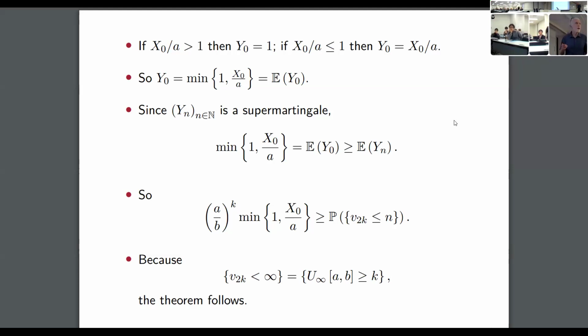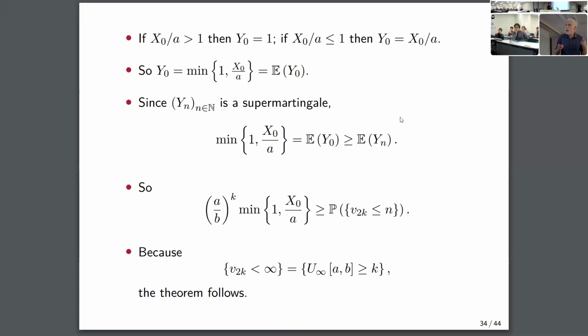V2k is the time of the kth upcrossing. Now it works. Good. V2k is the time of the kth upcrossing. We want to say that it's finite. So that's the same as... Harry's nodding, so I convinced him.